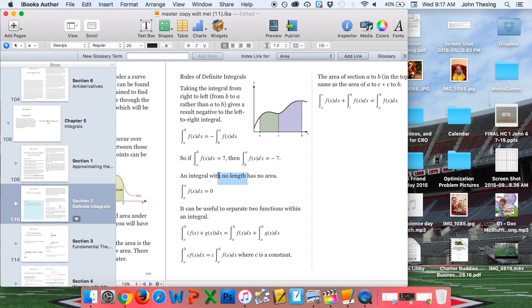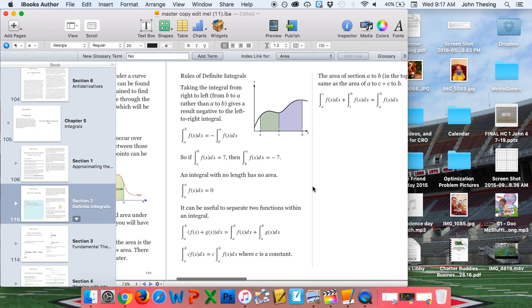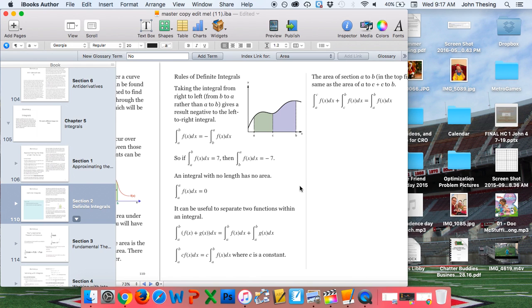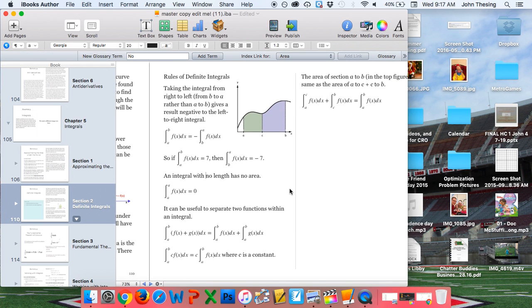An integral with no length. Integrals don't really have length. Let's say an integral from a point A to a point A. Well, that's what it says there. This says no length. Integrals don't have length. You can't say length, I guess. It's a mathematics thing. It's a conventions thing.